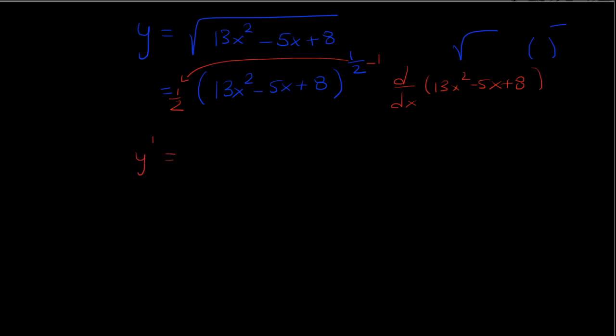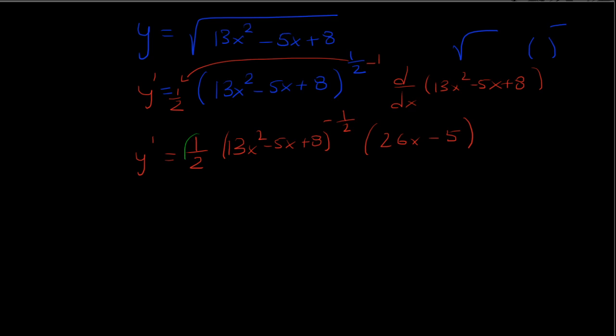So now the derivative, I have 1/2 times 13x squared minus 5x plus 8 to the negative 1/2, because 1/2 minus 1 is negative 1/2. And then times the derivative of 13x squared, which is 26x. The derivative of negative 5x is negative 5, and then 8 is 0.